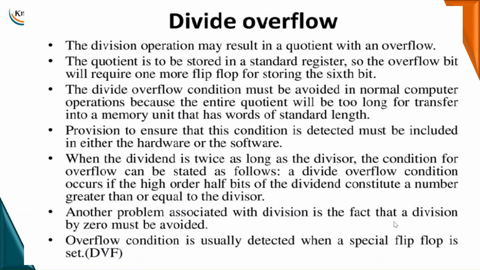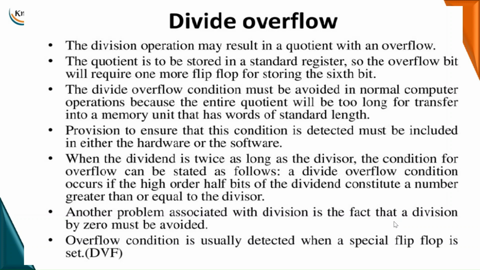In case of a division operation, there is something that we call a divide overflow. In case of an addition operation, you get an add overflow, right? So whenever you have an overflow out of your addition operation, you set the AVF flip-flop to 1. Similarly, in a division operation, if the quotient results in an overflow, that is called a divide overflow.